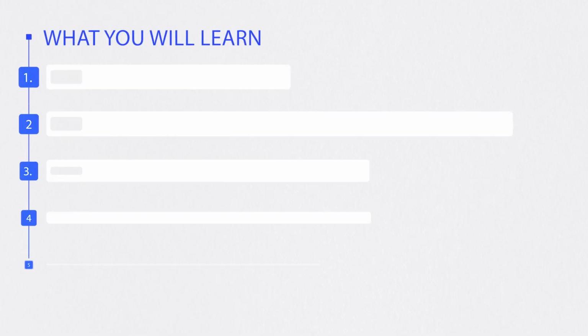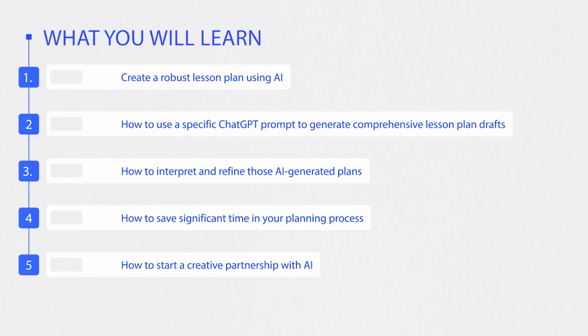By the end of this video, you'll not only understand the ins and outs of creating a robust lesson plan with AI, but you'll also walk away knowing how to use a specific ChatGPT prompt to generate comprehensive lesson plan drafts, how to interpret and refine those AI-generated plans, and ultimately, how to save significant time in your planning process. You'll be ready to transform your lesson planning from a chore into a creative partnership with AI.